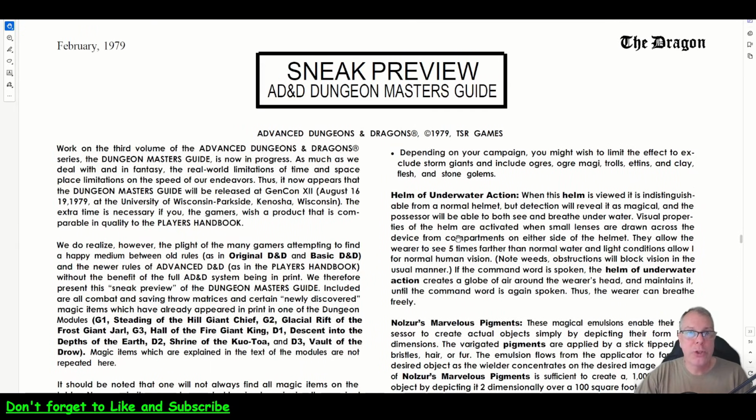So on page 33 of Dragon 22, we get a sneak peek at the Advanced Dungeons & Dragons Dungeon Master's Guide. It says, work on the third volume of the Advanced Dungeons & Dragons series, the Dungeon Master's Guide, is now in progress.